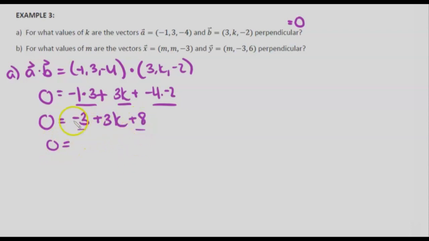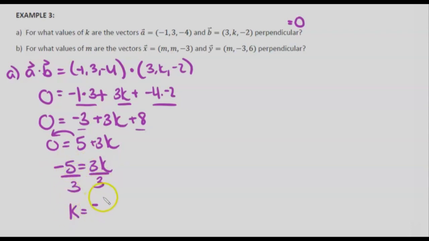Okay, so 8 minus 3 is going to be 5 plus 3k. We can bring over the 5, and then this is just isolating for k. Divide by 3, k equals -5 over 3. So when this k value is -5 over 3, these two vectors are going to be perpendicular, and that means they're going to yield a dot product of 0.